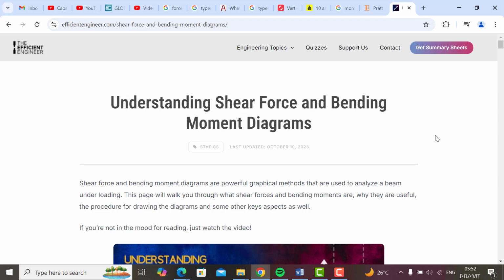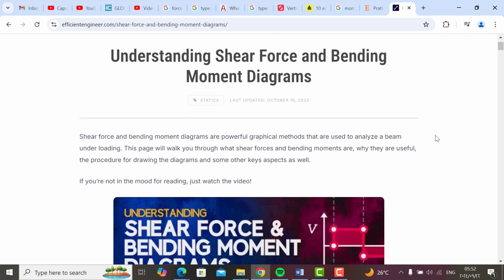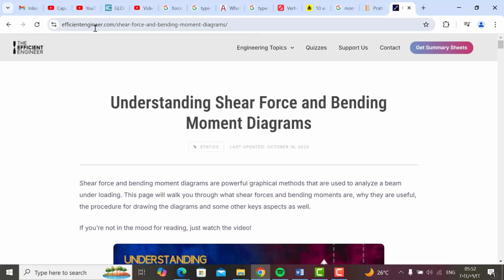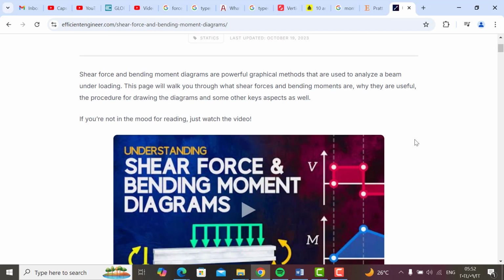To understand shear force and bending moment diagram, this link is very important. It's in efficientengineers.com.